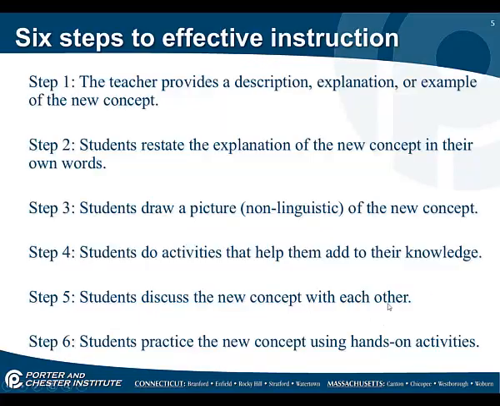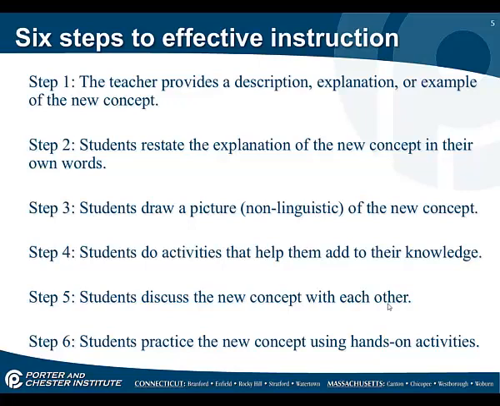So, all of this brings us to 6 steps of effective instruction. As we go through this, we want to think about these 6 steps. Step 1, the teacher provides a description, explanation, or example of a new concept. Step 2, the students restate that explanation in their own words. Step 3, students draw a picture or do something non-linguistic of the new concept. Step 4, students do activities that help them add to their knowledge. Step 5, students discuss the new concept with each other. Step 6, students practice the new concept using hands-on activities.